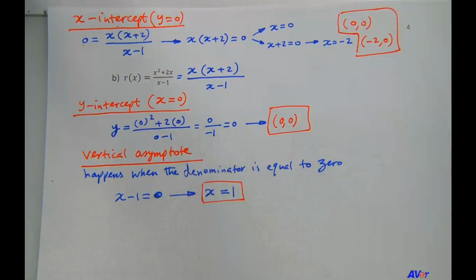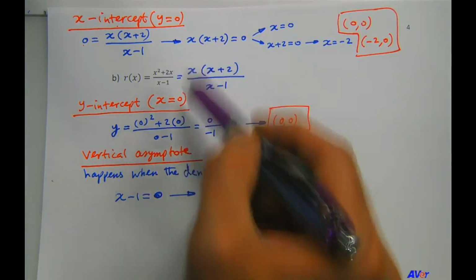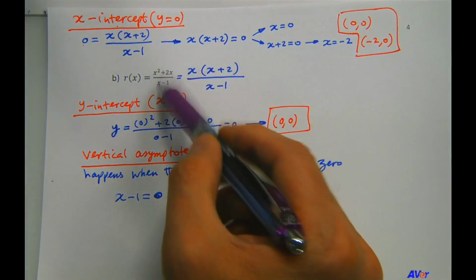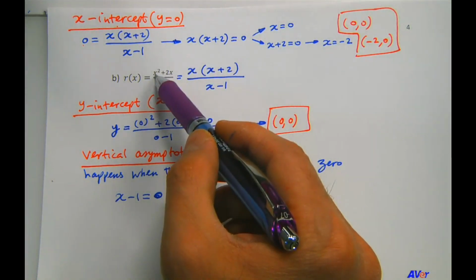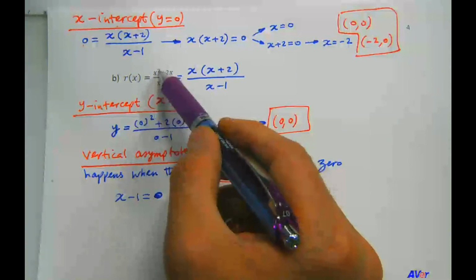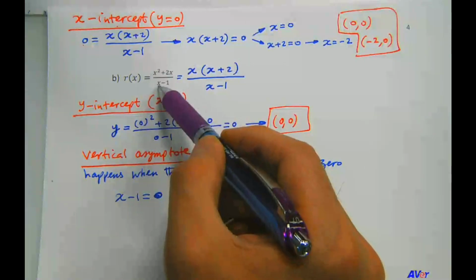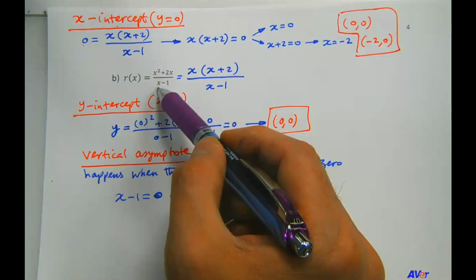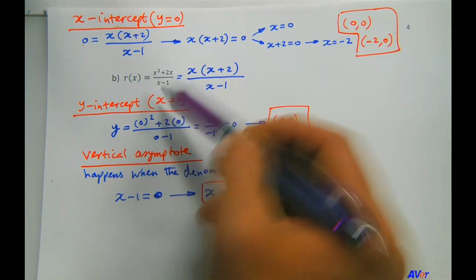So then for the horizontal asymptote, we have to see whether we have one or not. Looking at this original function, the leading term in the numerator is x squared, and the leading term in the denominator is x, right? So the degree of the leading term in the numerator is higher than the degree of the leading term in the denominator. What happens when the degree of the numerator is larger than the degree of the denominator?